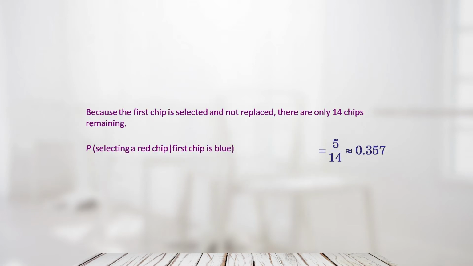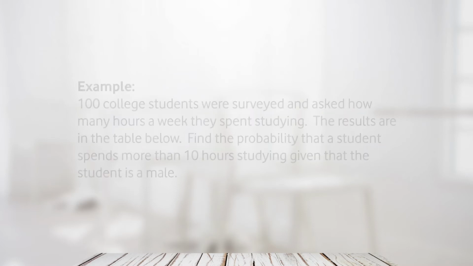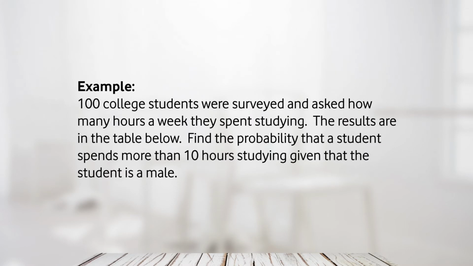Because the first chip is selected and not replaced, there are only 14 chips remaining, and as far as selecting a red chip is concerned, given that the first chip is blue, the answer is 5 by 14, which comes to 0.357. So that is conditional probability, and there are some more examples of conditional probability.